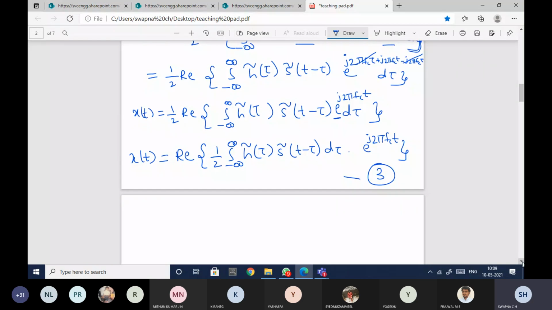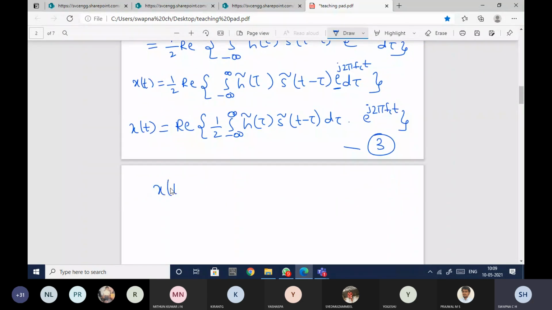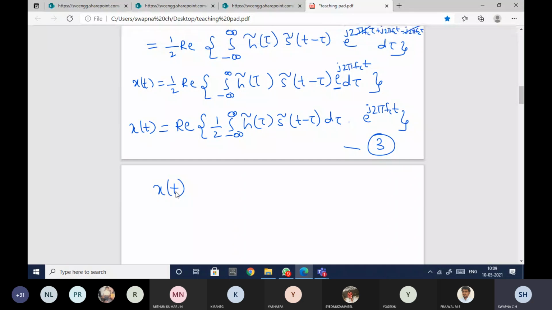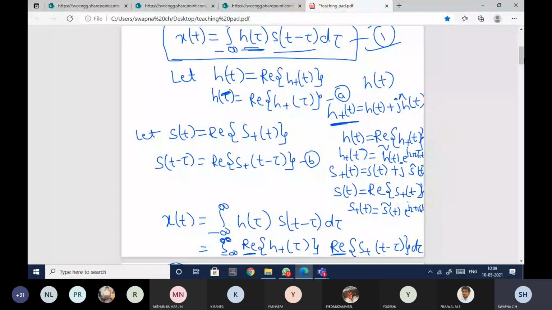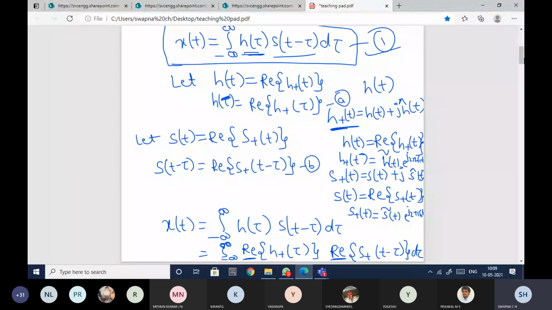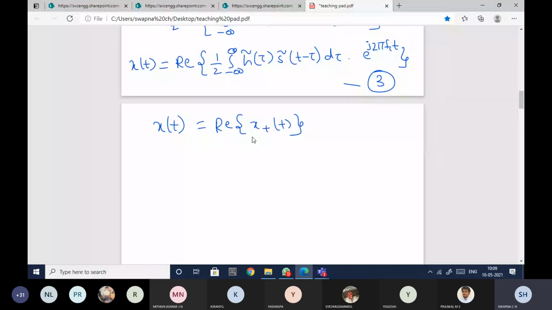Generally we know how to represent x of t in terms of the complex envelope. So x of t is nothing but Re of x plus of t. This you know already. In the same way as we have represented the system h of t and the signal, we can represent the output x of t also in this way, which is Re of x plus of t, which is nothing but x tilde of t e^(j 2 pi fc t). This I'll name as equation 4.